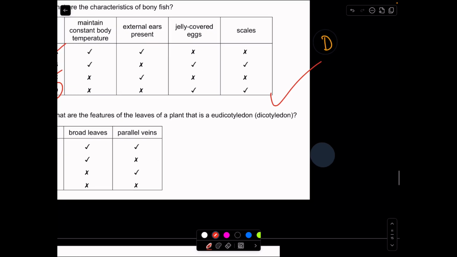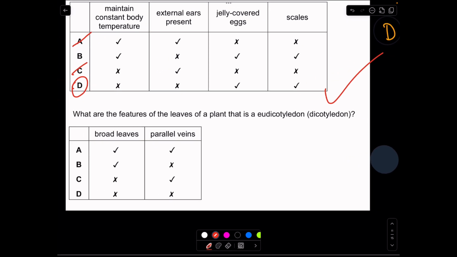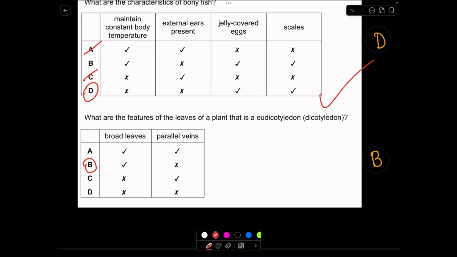Now, what are the features of the leaves of a plant that is a dicot? Now this is another name for dicot. They have broad leaves or parallel veins. Now broad leaves, they do have broad leaves instead of these pointy looking leaves, and they have parallel veins, which is, no, they don't have parallel veins actually, that's for the monocots, right? So they don't have parallel veins and they have broad leaves, so option B is the correct answer.